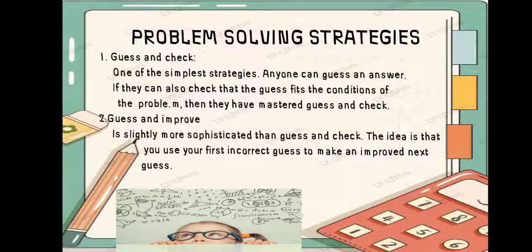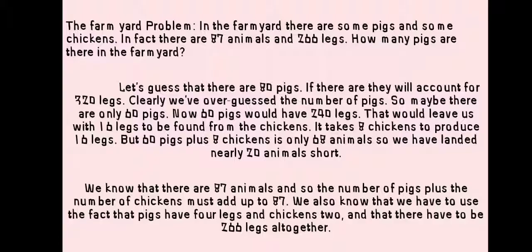guess. In some problems, though, where there are more variables, it may not be clear at first which way to change the guessing. I will show you an example to deeply understand how to use the guess and check and guess and improve method of solving problems. The farmyard problem. In the farmyard, there are some pigs and some chickens. In fact, there are 87 animals and 266 legs. How many pigs are there in the farmyard?